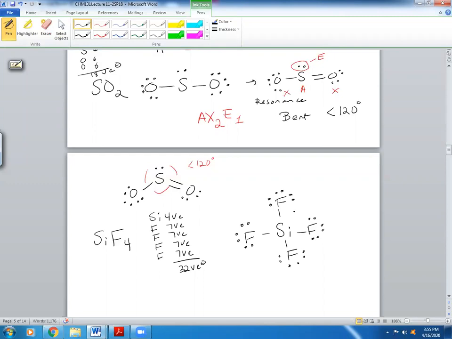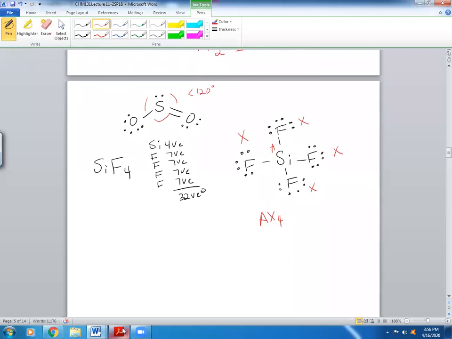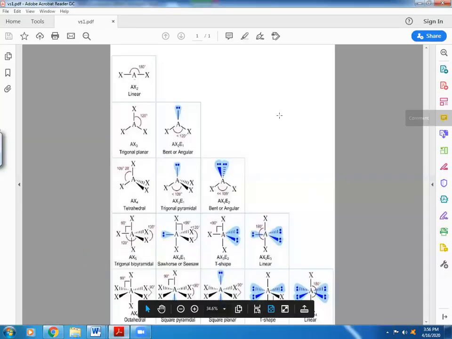Okay, let's do the AXE method. This is A. X, X, X, and X. Do we have any lone pairs on Si? We do not. So therefore, we have no lone pairs. So you have AX4. Okay, let's go to our sheet. Here it is. AX4 is tetrahedral, the ones we talked about at the beginning of the class.